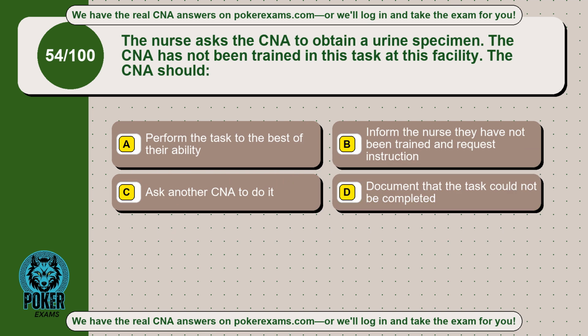Question 54. The nurse asks the CNA to obtain a urine specimen. The CNA has not been trained in this task at this facility. The CNA should: Option A, perform the task to the best of their ability. Option B, inform the nurse they have not been trained and request instruction. Option C, ask another CNA to do it. Option D, document that the task could not be completed.